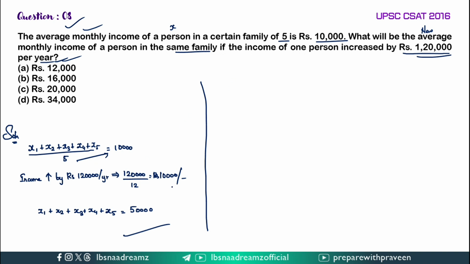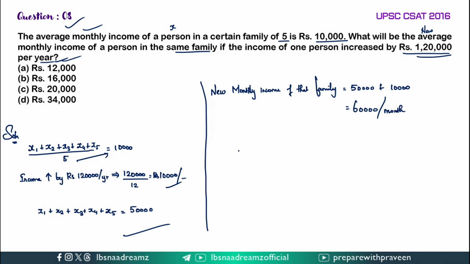In that, rupees 10,000 is increased for a person. So the new monthly income of that family is equal to 50,000 plus 10,000, which is equal to 60,000 per month.